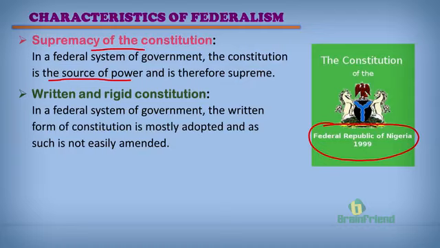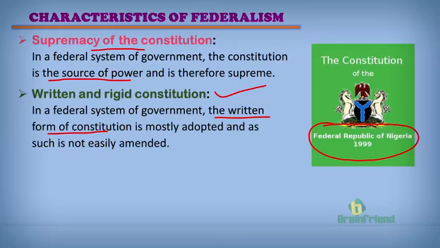Another feature to note in a federal system of government is that the Constitution is written and it is rigid. Now, we have different forms of constitutions. We know we have the written, unwritten, flexible and rigid. But in the federal system of government, the Constitution is found in a written form, and it is mostly adopted but difficult to amend. It means that you cannot easily change the laws.